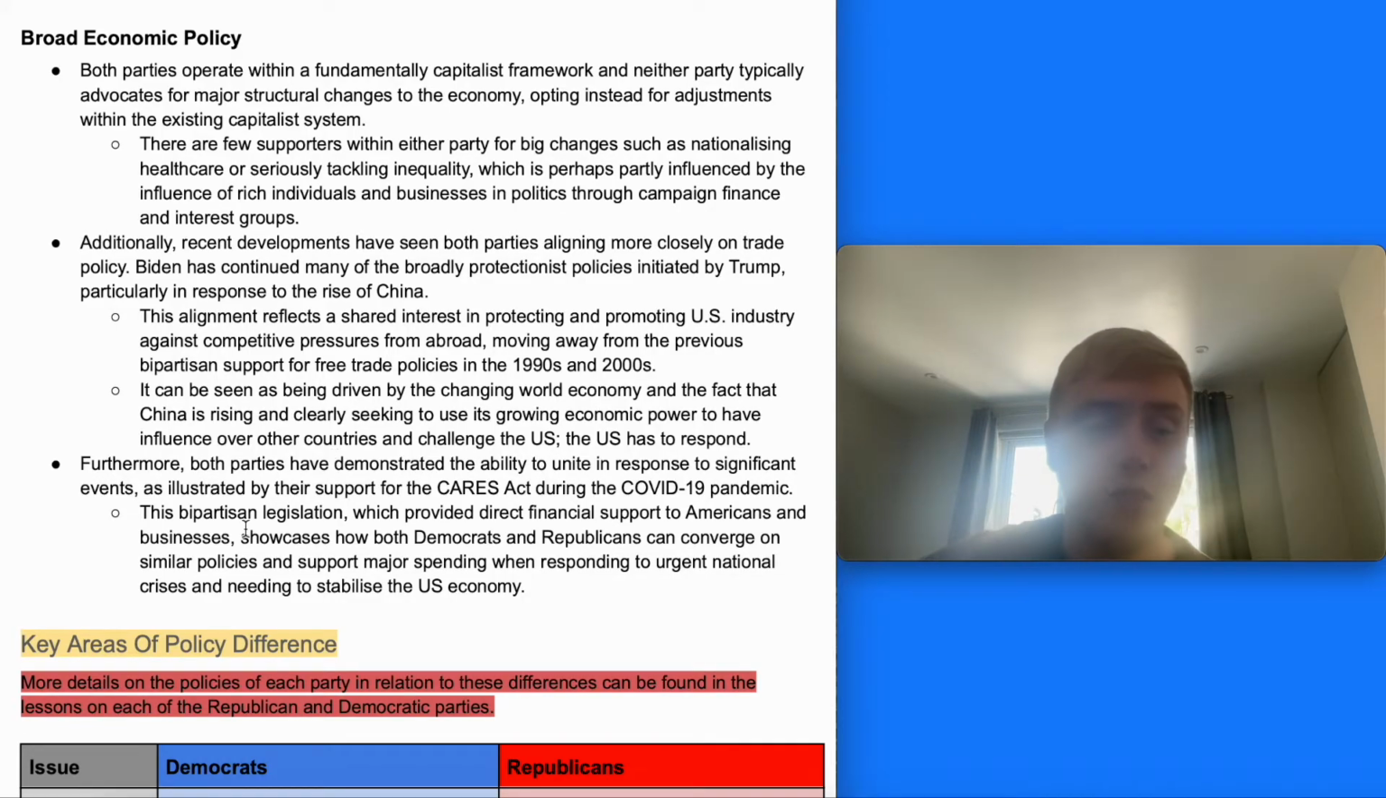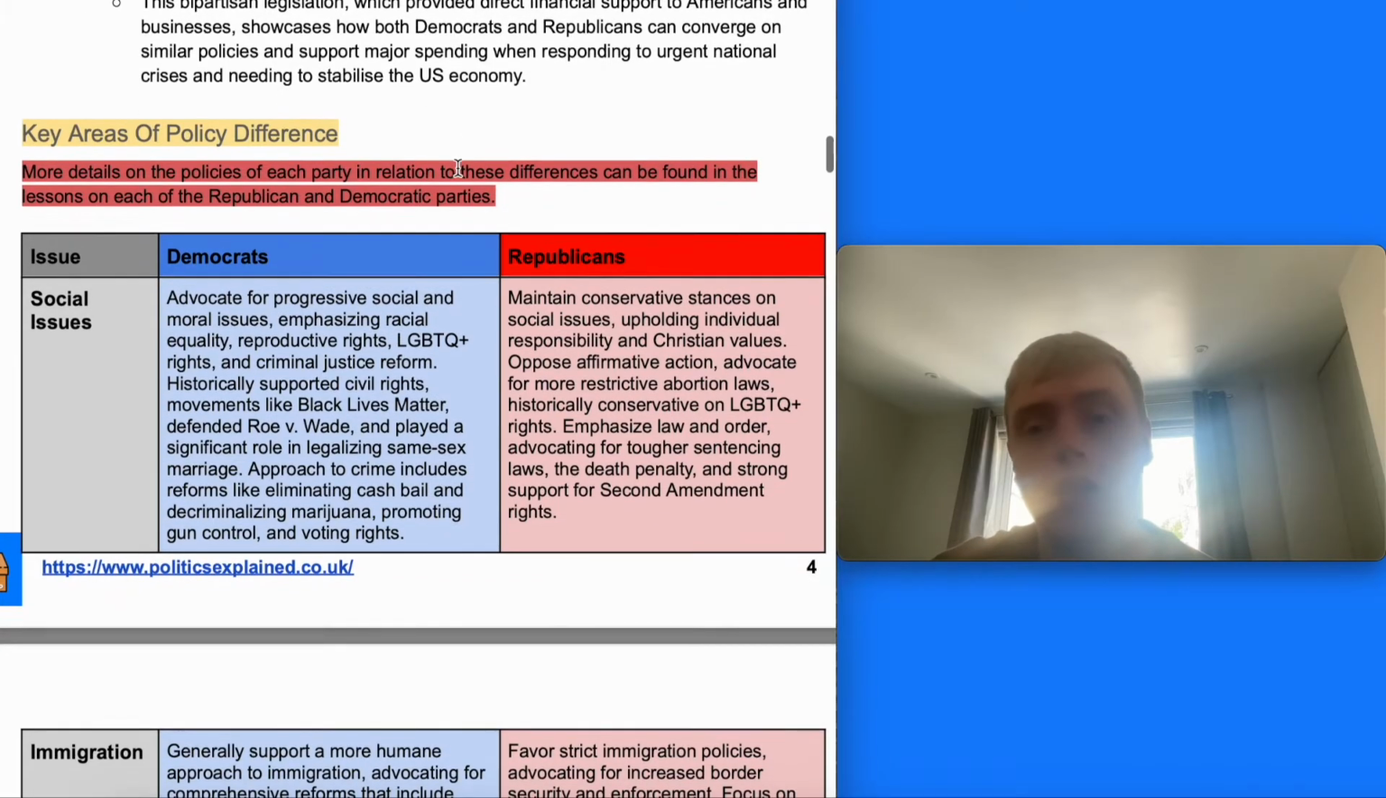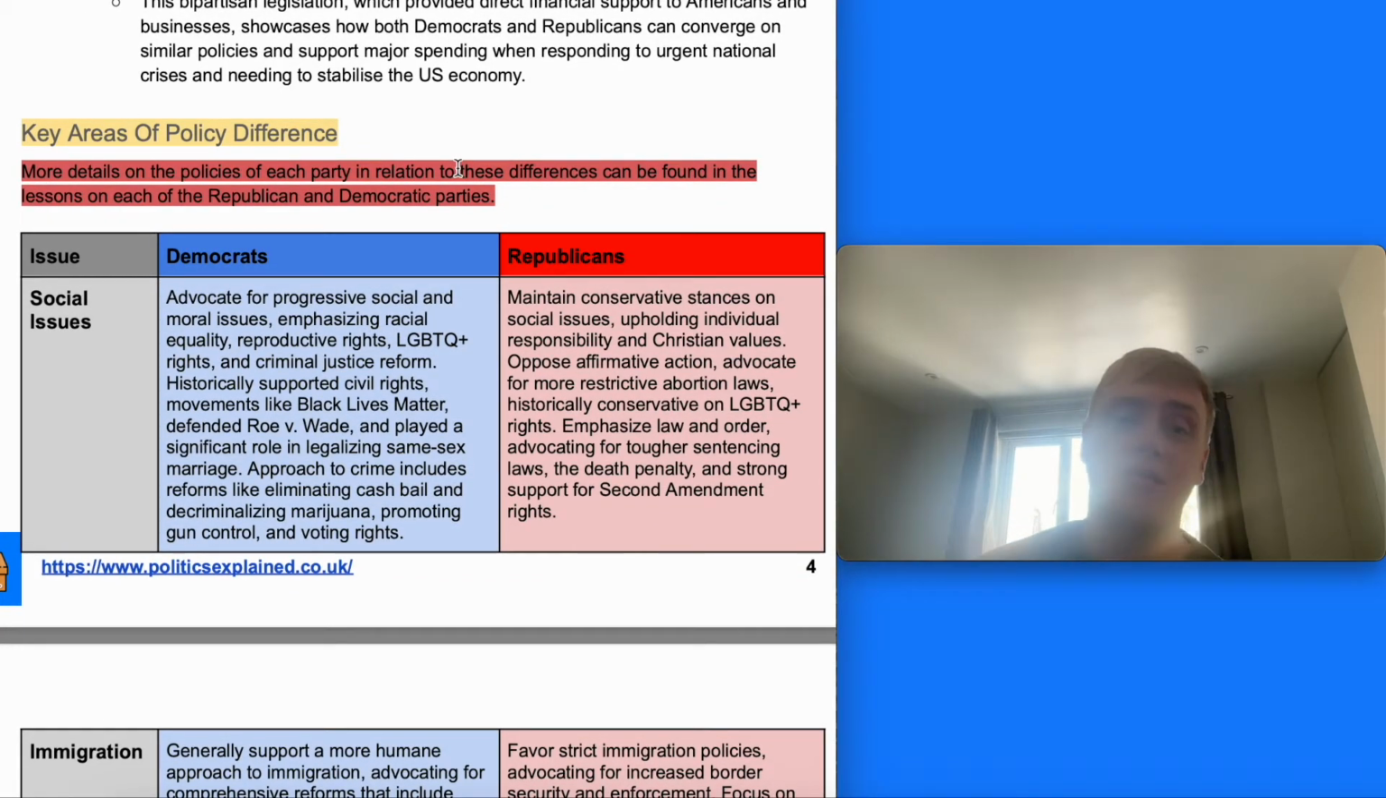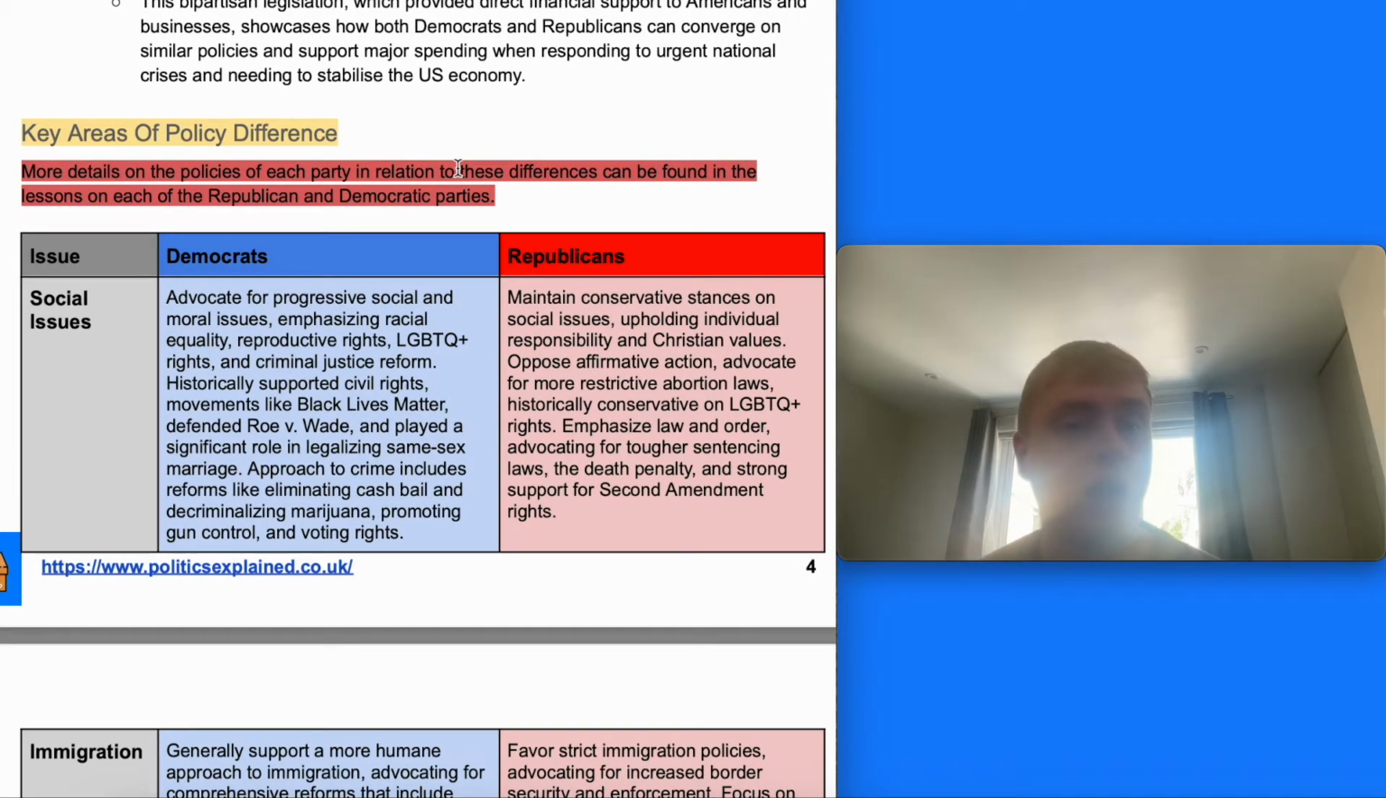So those are the similarities. What we're going to have a look at now is key areas of policy difference. Look at the previous videos on the Republican and Democratic parties for much more detail on these, which we've already looked at. This is going to summarize the key agreements and the key disagreements.